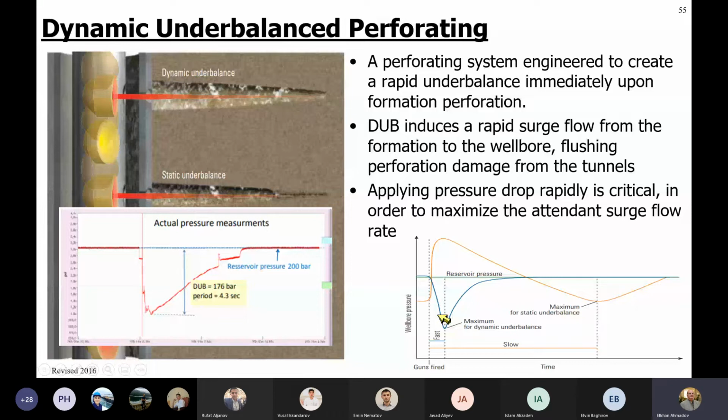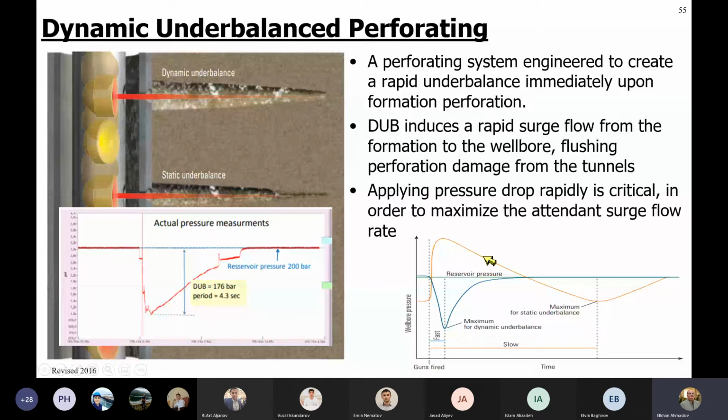But in this case, the dynamic underbalance, which is created at the moment of the perforation, creates very high drawdown for a very short period. Here you can see from the actual data, it's 4.3 seconds. And in this chart you can also see that this dynamic underbalance is created for a very short period, which is equivalent to the shutting time and the downhole pressure increasing time for the static underbalance.